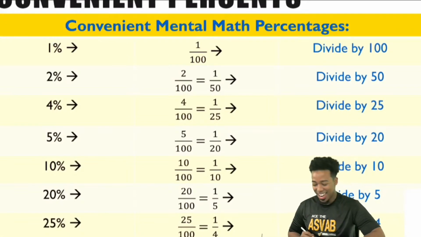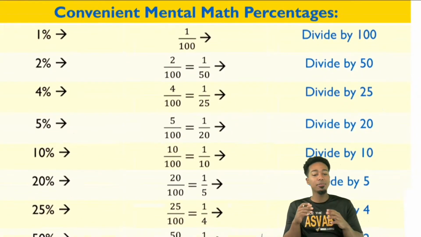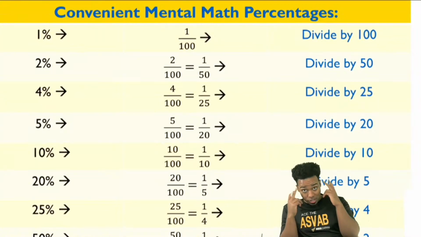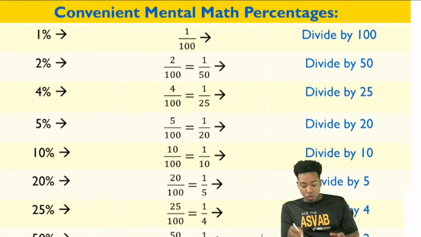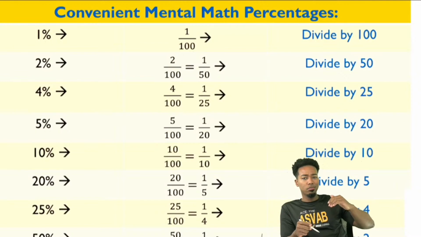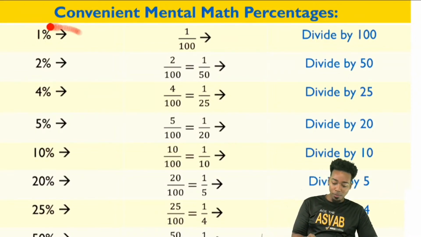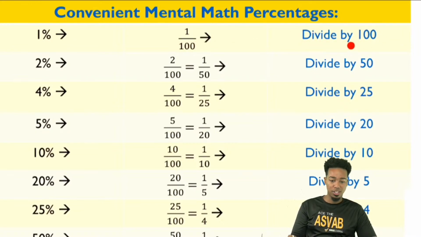That was hilarious. All right, so let's look at some convenient mental math percentages. Everyone remember, it's all about referencing the original 100%. If I'm taking 1% of something, I can go from 100 down to 1 by dividing by 100. So 1% is the same thing as dividing by 100.